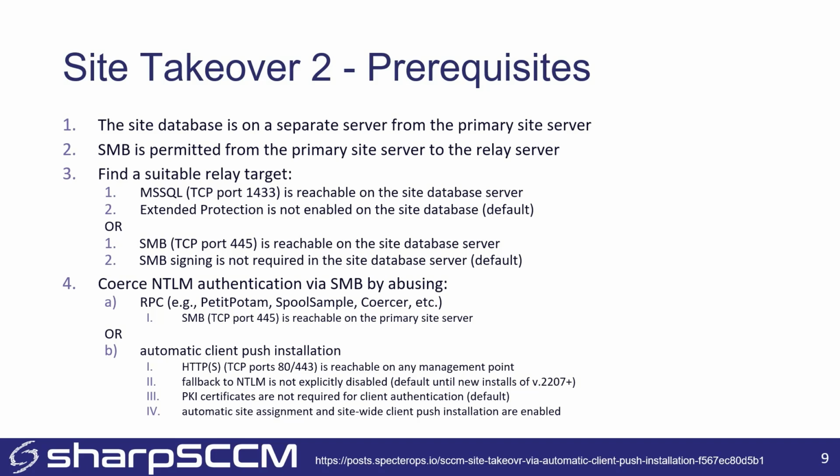Automatic client push installation may be preferable if you only have access to HTTP on a management point and you can't reach the primary site server over SMB. It has a few more requirements, but if automatic client push installation is enabled for the site, it is possible to coerce authentication from that primary site server machine account and relay it to the site database to do this takeover.